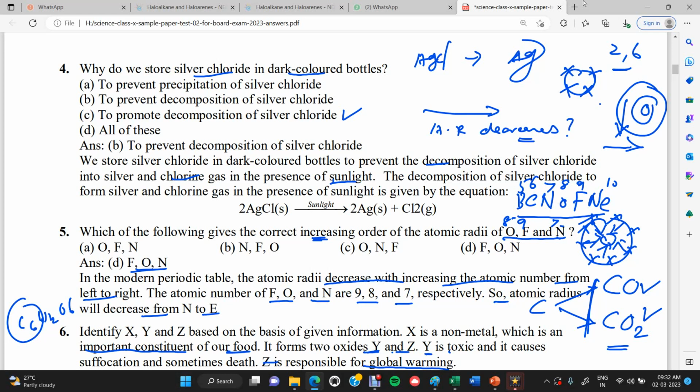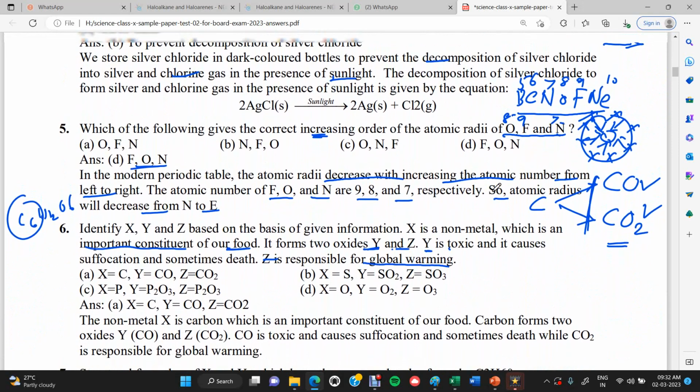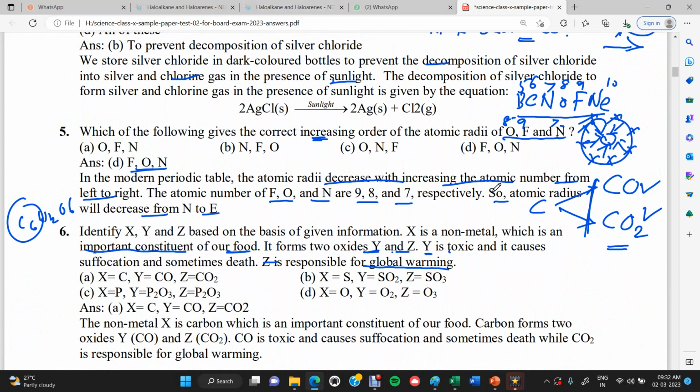Why is CO toxic? CO is toxic and causes suffocation and sometimes even death. And Z is responsible for global warming. CO2 is responsible for global warming. Let us check the answer. Yeah, exactly. That's the answer here. Non-metal X is carbon, which is an important constituent of food. Carbon forms two oxides, Y is CO and Z is CO2. CO is toxic and causes suffocation and sometimes death, while CO2 is responsible for global warming.